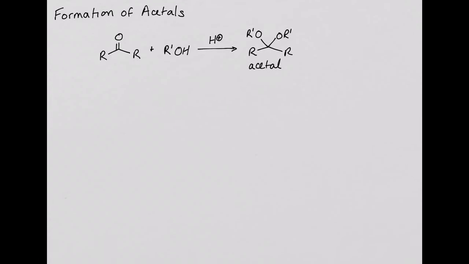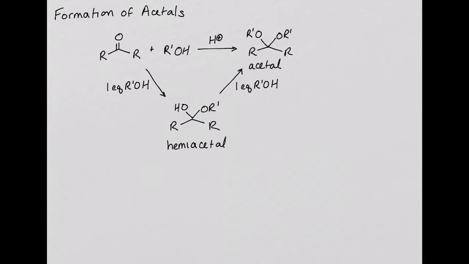The formation of an acetal from a ketone or an aldehyde goes through an intermediate that results from the addition of one equivalent of the alcohol to the aldehyde or ketone. This intermediate is called a hemiacetal, meaning half an acetal. The addition of a second equivalent of the alcohol produces the acetal.